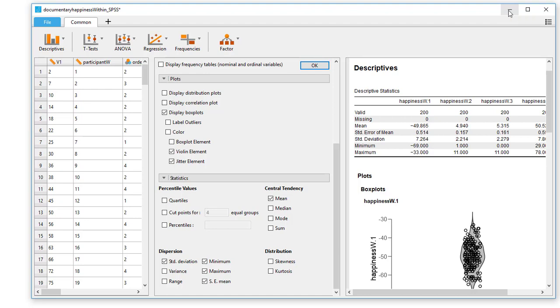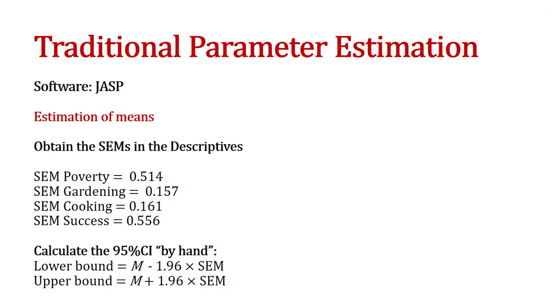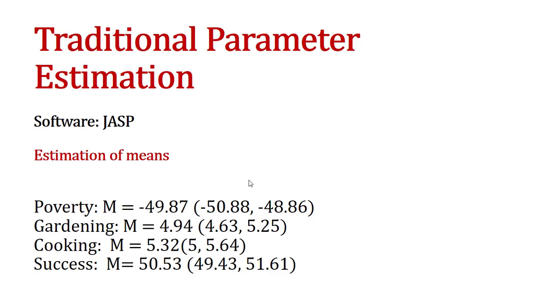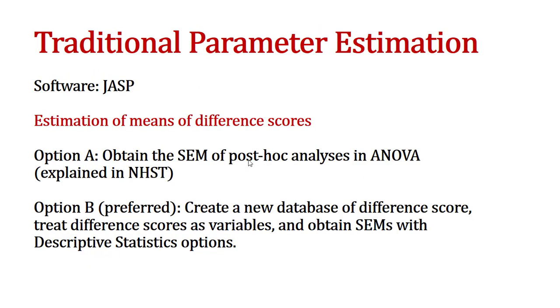Now here we also need to generate a parameter estimation of the differences between the conditions, and we've got two options here. So that's still the means with their confidence intervals, but now we want to estimate the means of the difference scores, and there are two ways of doing that. One I'm going to explain later, which is to obtain the sum of squares of a post hoc analysis in ANOVA. So that's when we use NHST, null hypothesis significance testing. We can do a post hoc analysis to compare the conditions.